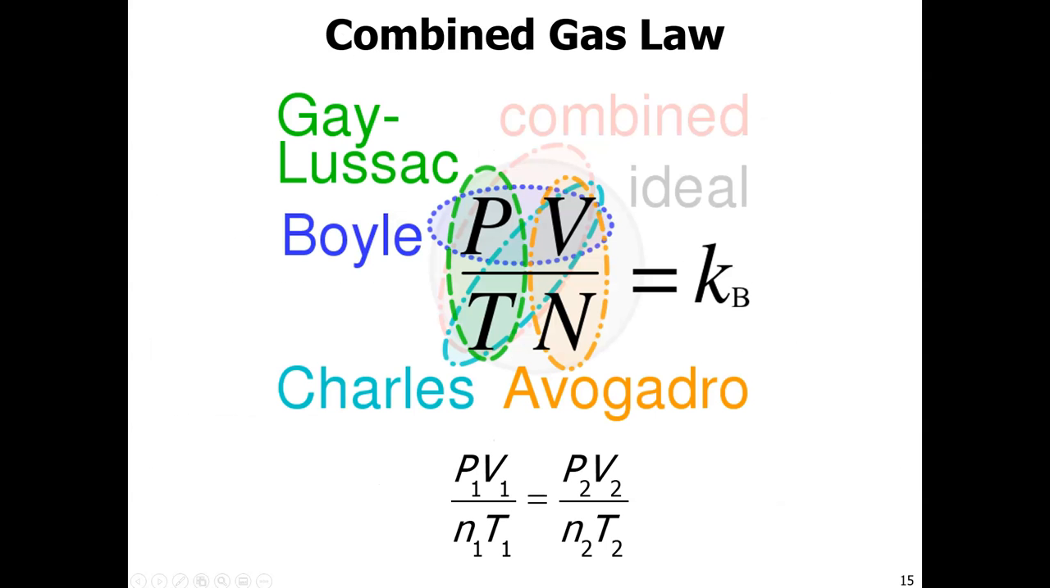How does this work out? So this is the combined ideal gas law. We have components of all of those little laws that I was talking to you about: Gay-Lussac's law, Boyle's law, Charles' law, Avogadro's law, and we also have this constant, which is defined for each of the different types of gases that we're going to be looking at.